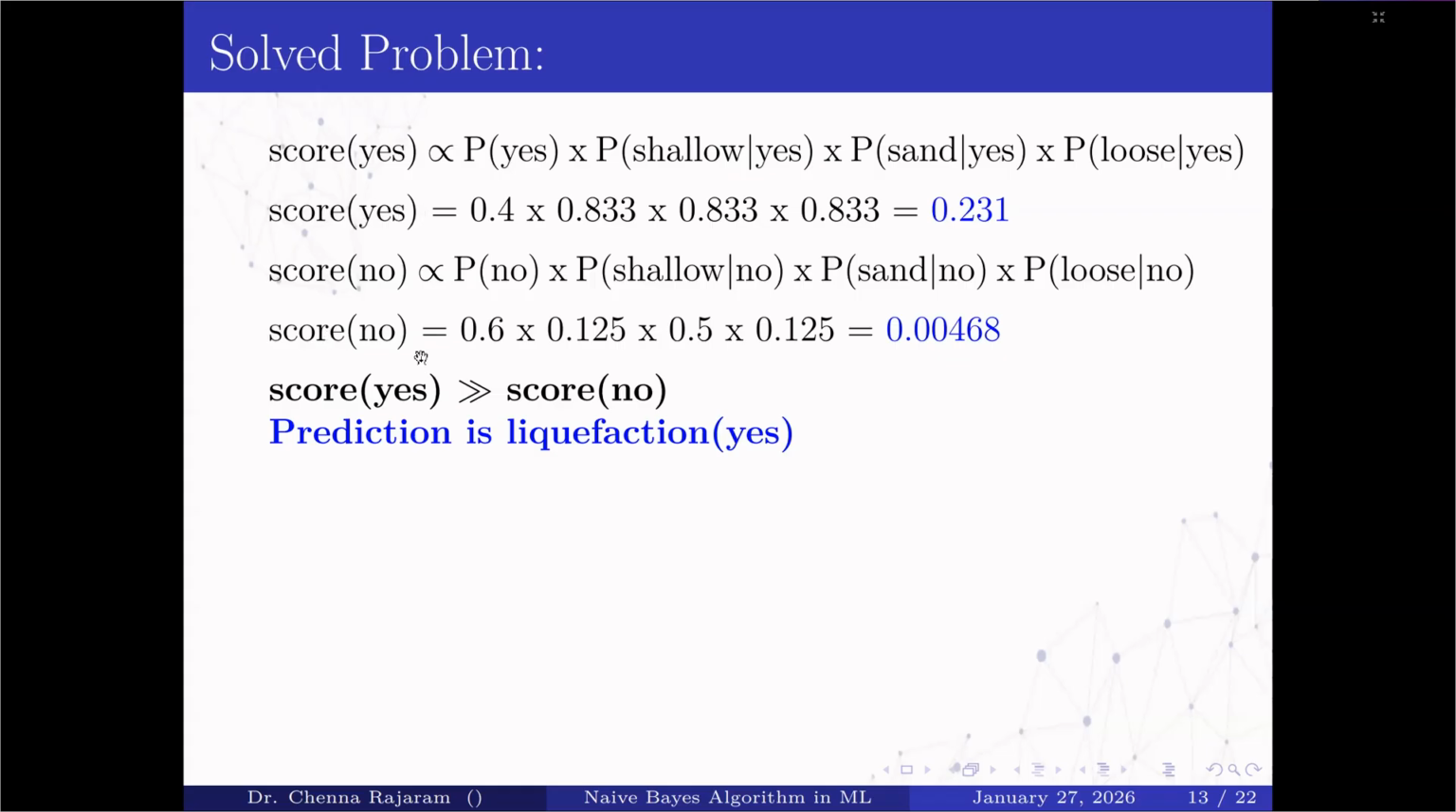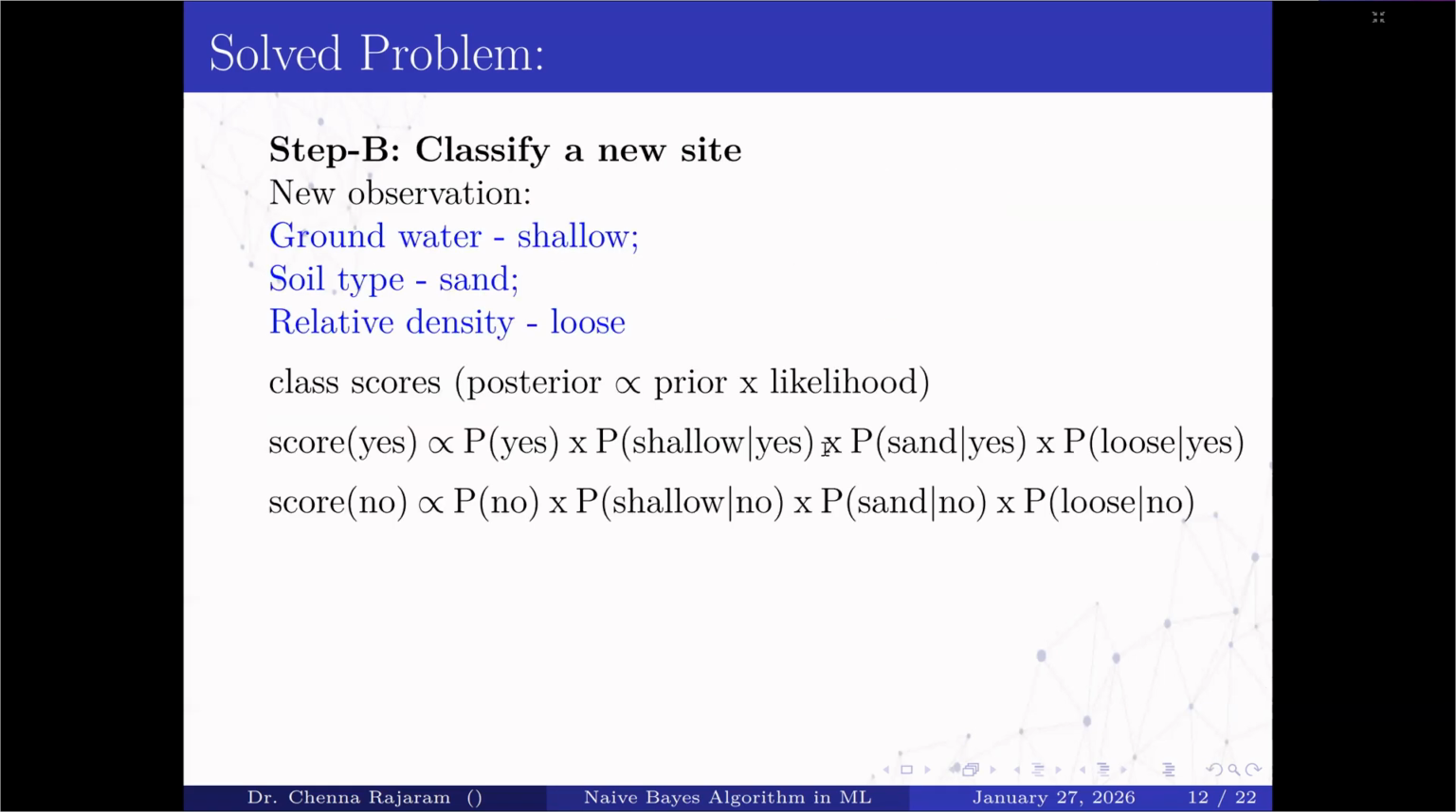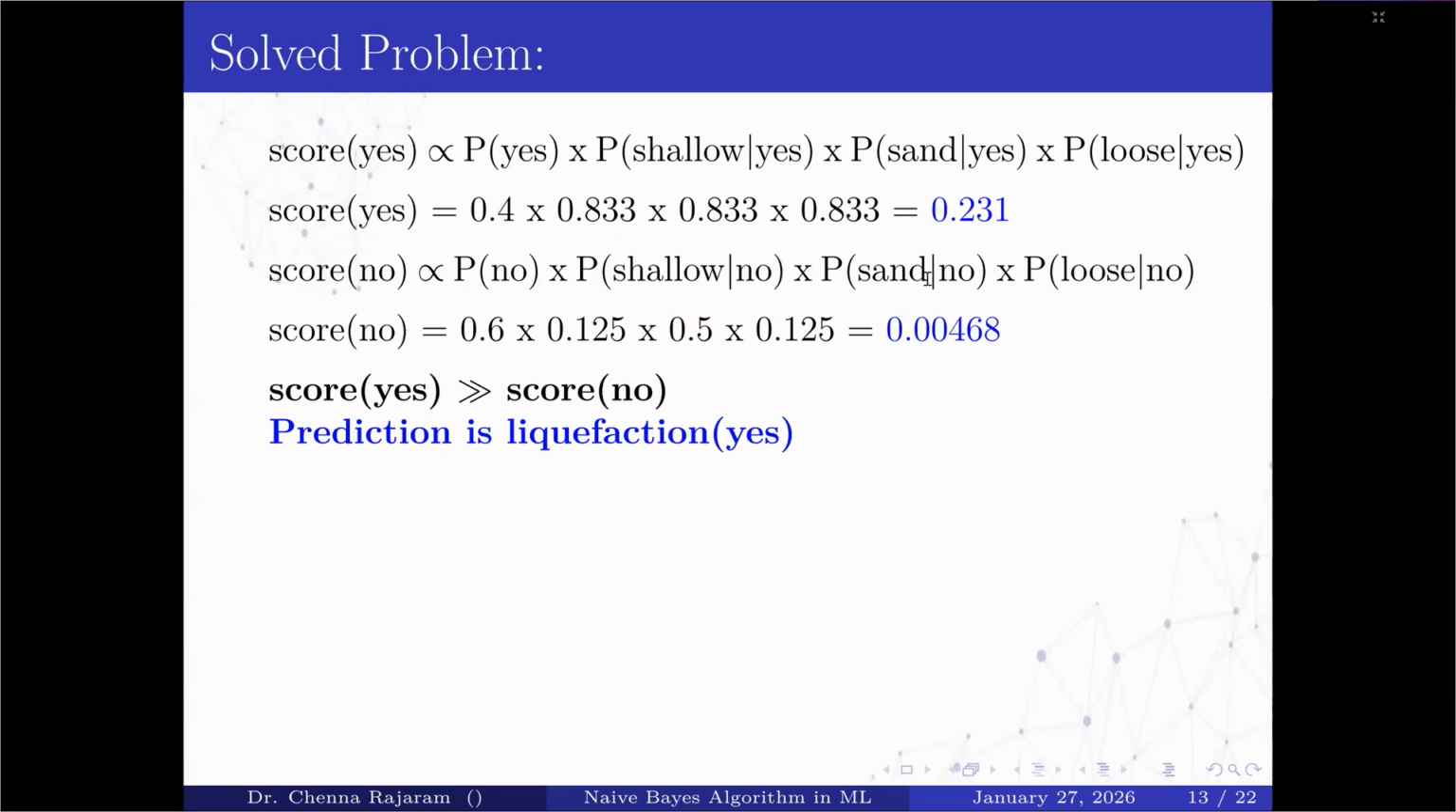Now, out of these two, the score of S is greater than the score of no. That means it predicts the status of liquefaction is yes. So with the given conditions, groundwater is shallow, soil type is sand, and relative density is loose, the soil liquefies. That is the output from this example.